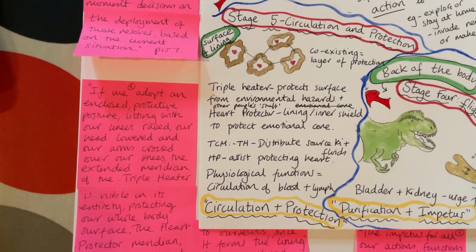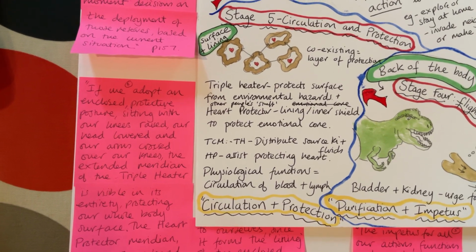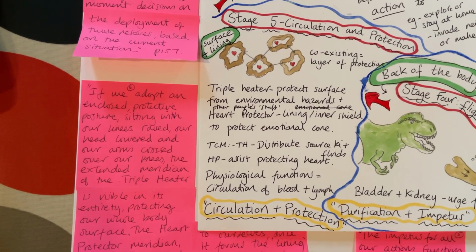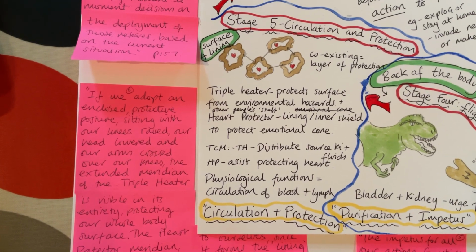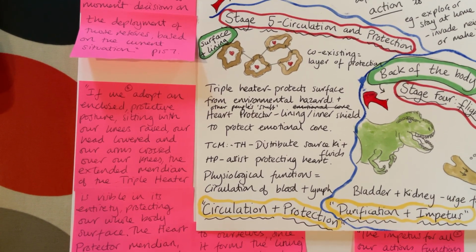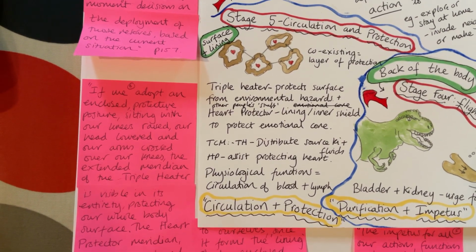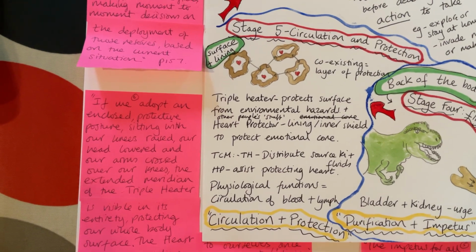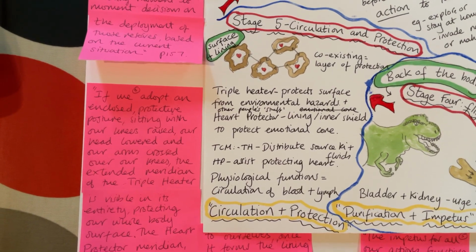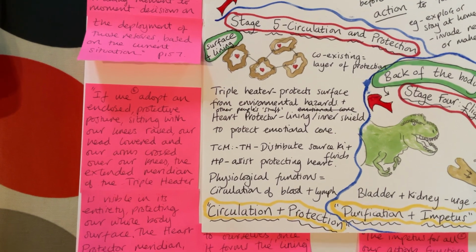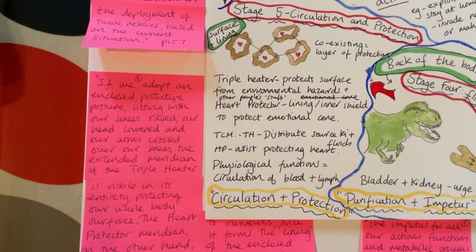And in traditional Chinese medicine, the triple heater is said to distribute source qi and fluids, and the heart protector assists protecting the heart. The physiological functions are circulation of blood and lymph. And the Masanaga catchphrase is circulation and protection.